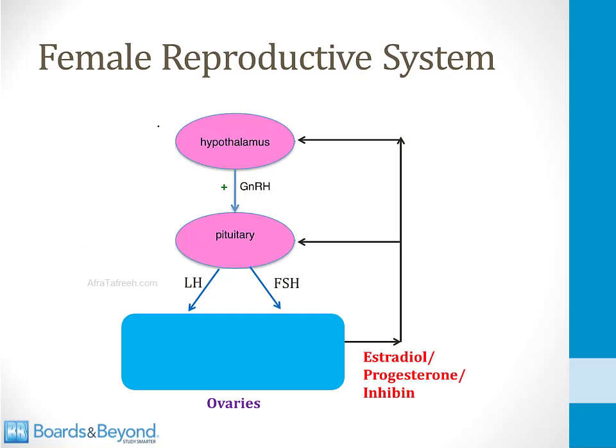By way of review, the female reproductive system involves the hypothalamus releasing GnRH onto the pituitary gland, which when stimulated will secrete LH and FSH, which can then go and interact with the ovaries. The ovaries then produce estrogens like estradiol. They can also produce progesterone, and they can also produce inhibin, all of which can feed back on the hypothalamus and the pituitary.